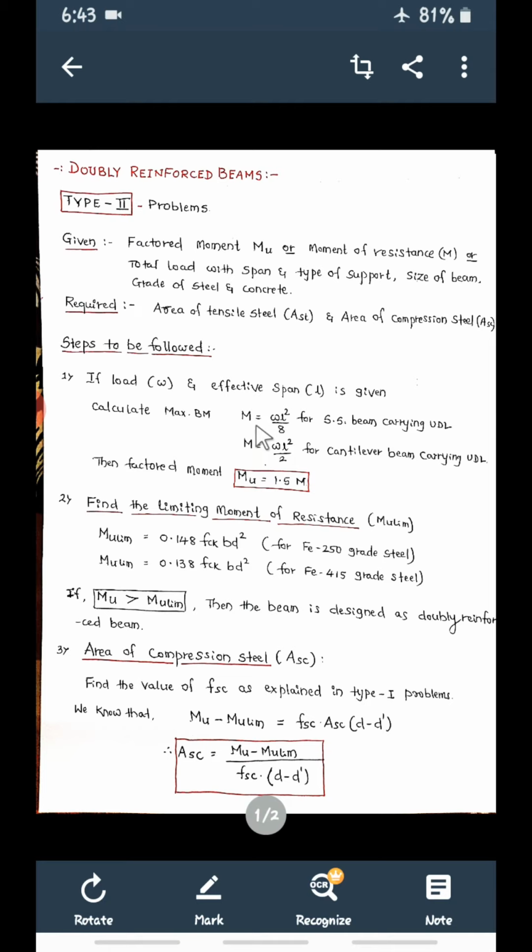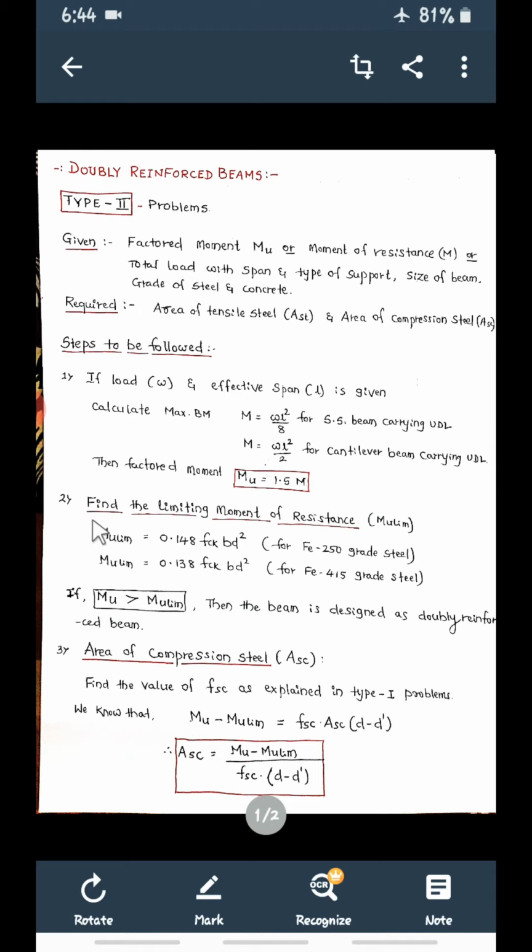But we want the factored moment, Mu. So whatever M you get, multiply by 1.5. So factored moment Mu is equal to M into 1.5, and we directly get the factored moment. This is the first step: see the condition of the beam, use one of these to find M, multiply by 1.5, and you will get Mu.